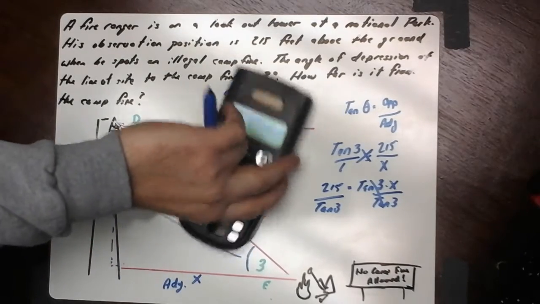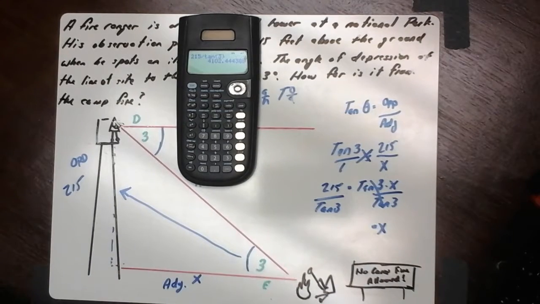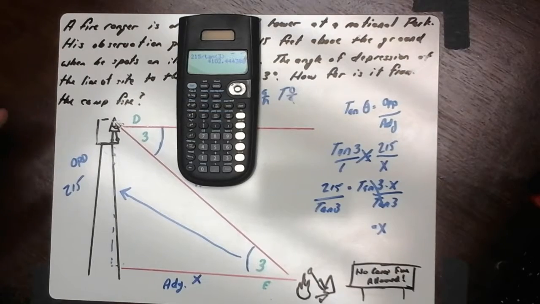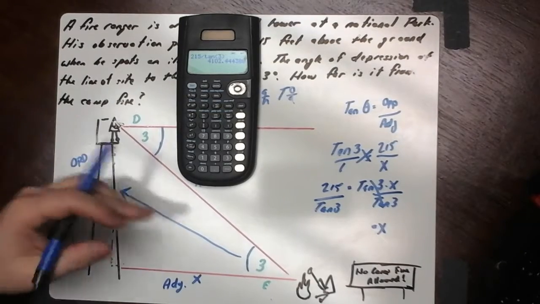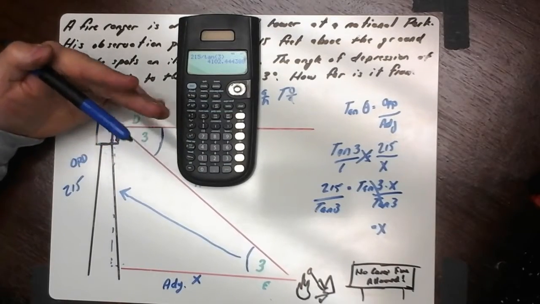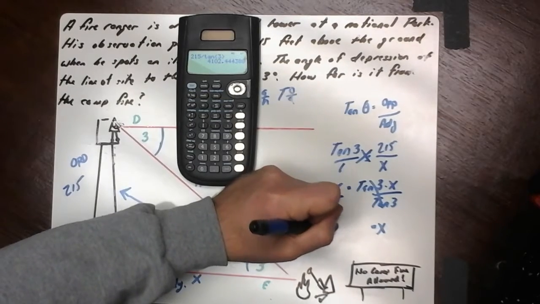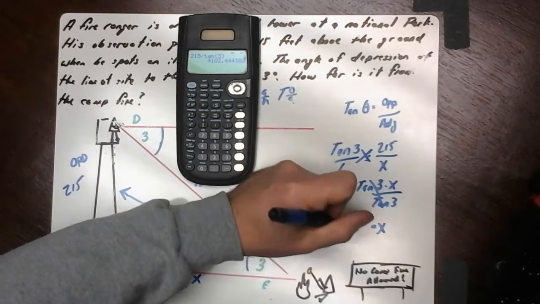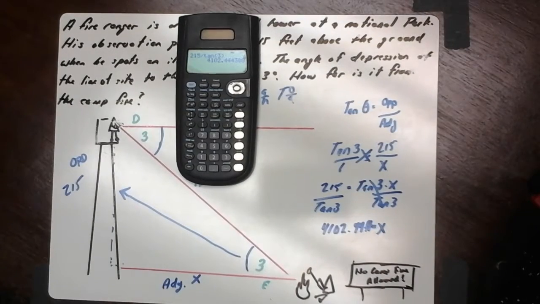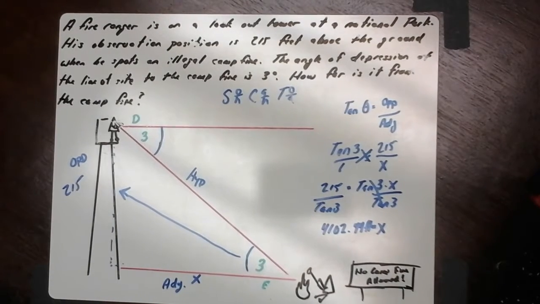And I get quite a large number, which makes sense because this is a very narrow angle. So that means you've got to think, if we're 215 feet up, I'm only looking down 3 degrees. That's very, very little. 3 degrees is really small if you just look at a protractor. So it makes sense that it's a huge distance. And I believe that's feet. Okay? Alright, so that is that problem.